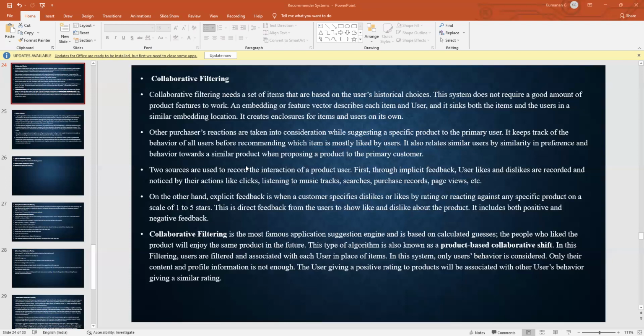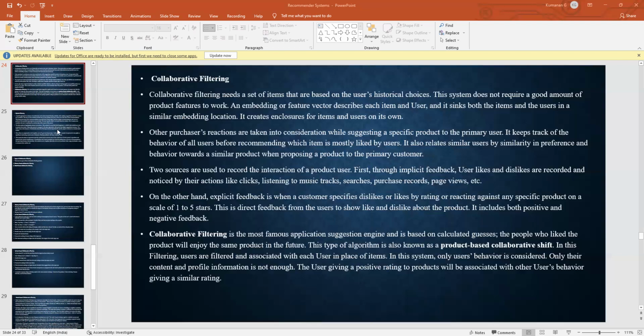Collaborative filtering is the most famous application of suggestion engines and is based on calculated guesses: the people who like a product will enjoy the same product in the future. This type of algorithm is also known as product-based collaborative filtering. In this filtering, users are filtered and associated with each user in place of items. In the system, only the user's behavior is considered. Content and profile information alone is not enough. A user giving a positive rating to products will be associated with other users' behaviors giving a similar rating.